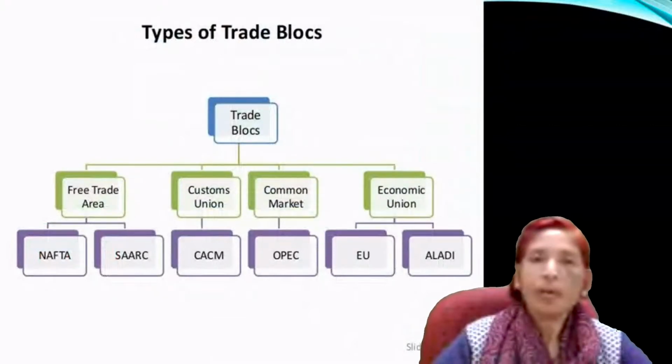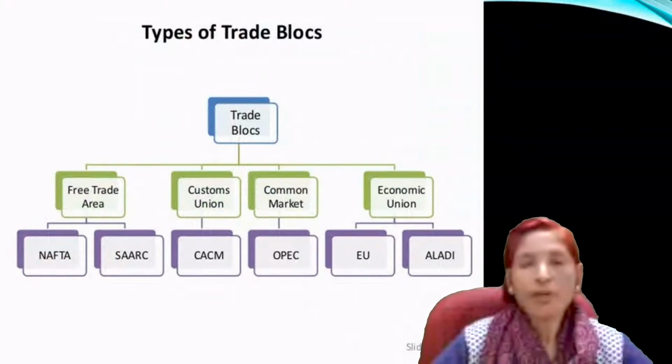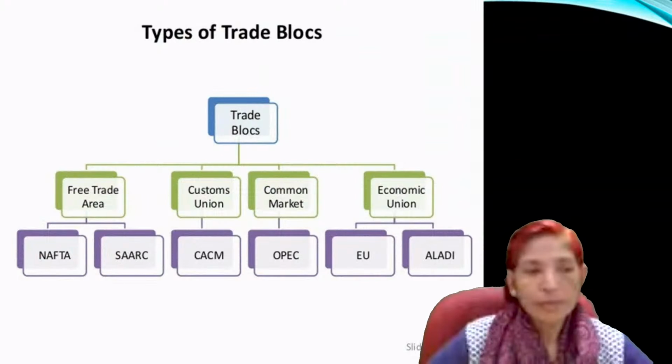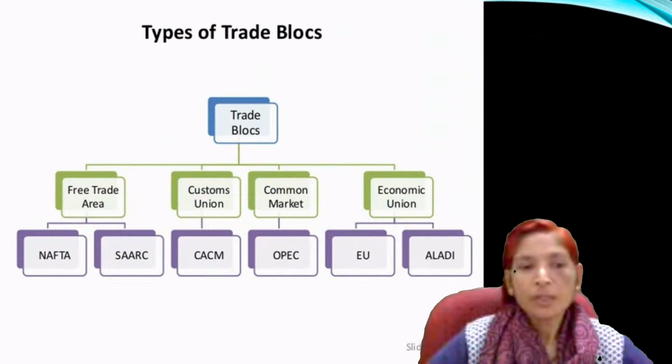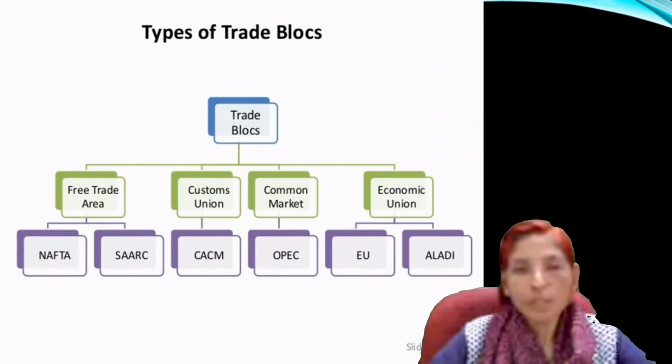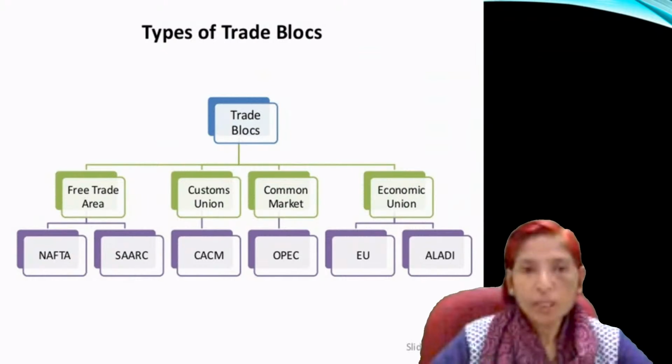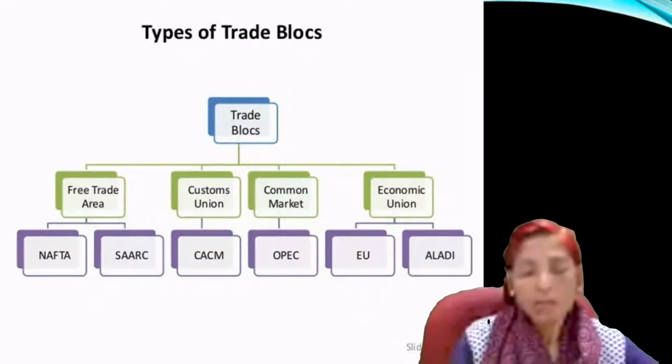Types of trade blocs. There are different types of trade blocs. Number one is free trade area. NAFTA is North American Free Trade Area. SAARC is the South Asian Association of Regional Cooperation. Customs union, common market, economic union. These different types are called trade blocs.